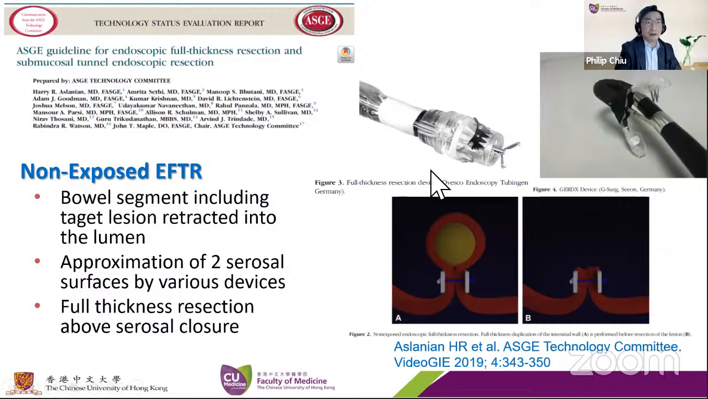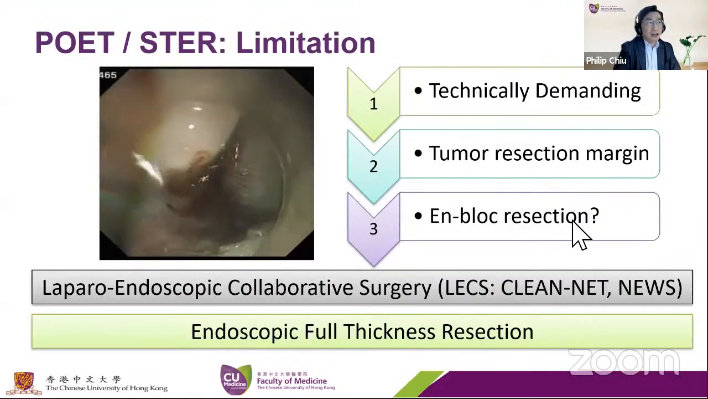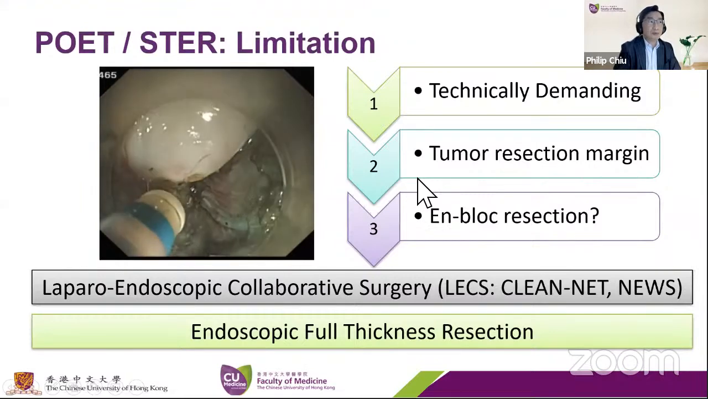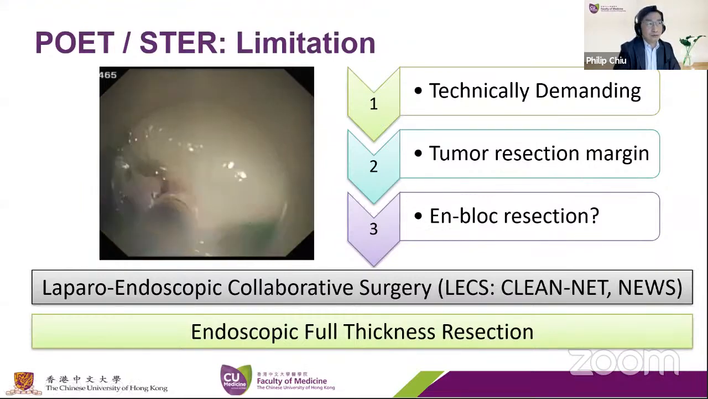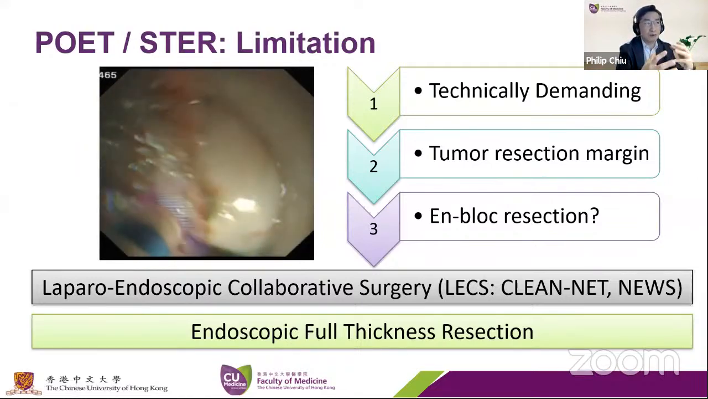So nowadays we have devices like the FTRD device from the Ovesco company, or using other devices to close the mucosa before resection. Looking into non-exposed EFTR like STER, as also summarized previously, the en bloc resection rate in this meta-analysis is in fact very high, up to 94%, and the complete resection rate is 97%. But during the procedure, we are always worried about breaching the tumor capsule, because during the submucosal tunnel, we are working in a very narrow space.